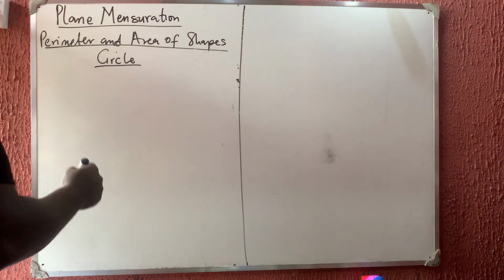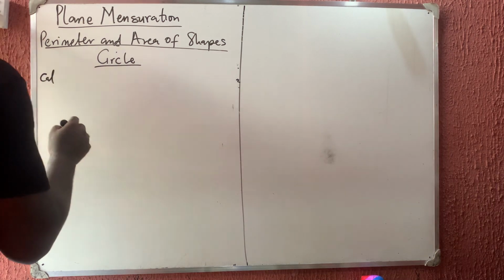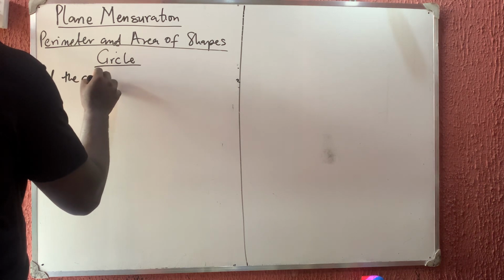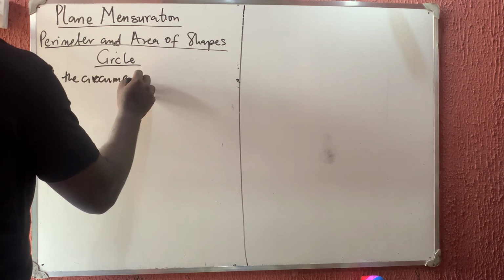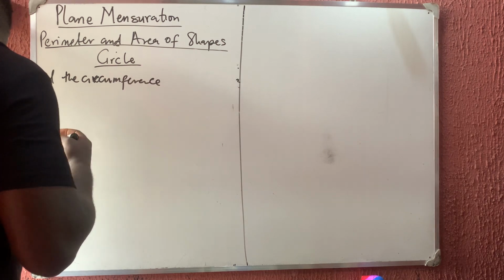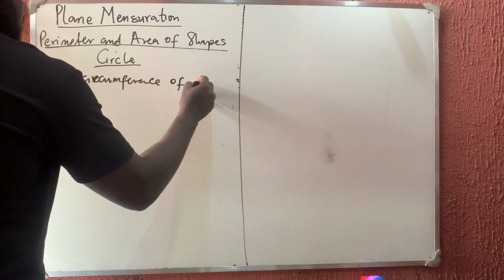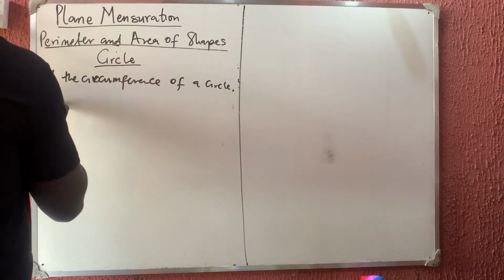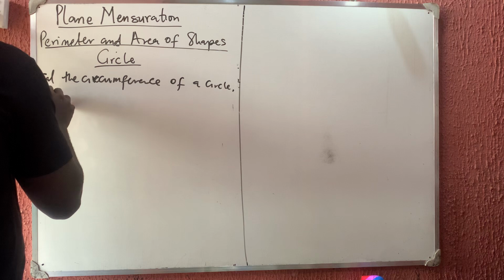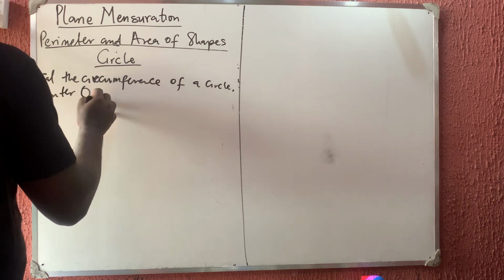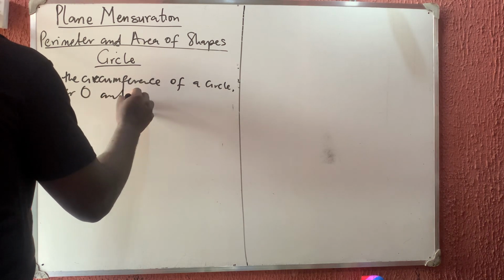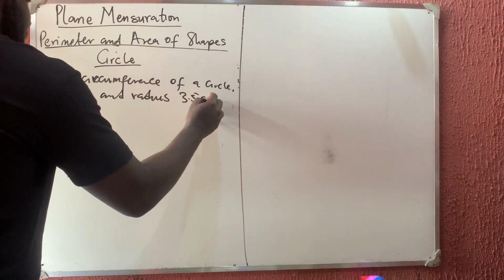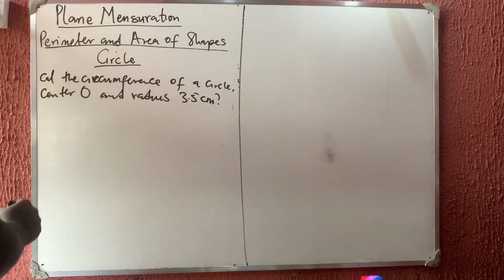So the second question said we should calculate the circumference of a circle. Calculate the circumference of a circle, center O, and radius 3.5 cm. Okay, it's a very simple question.